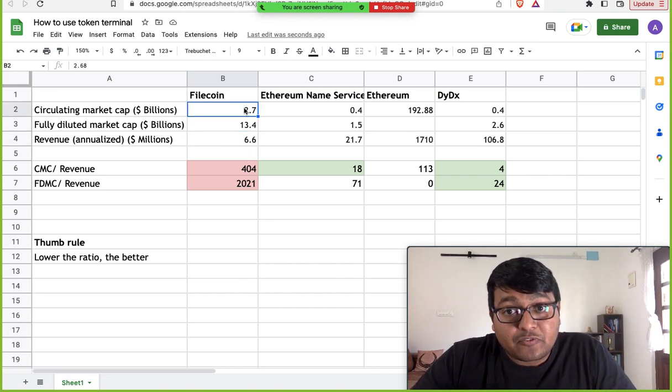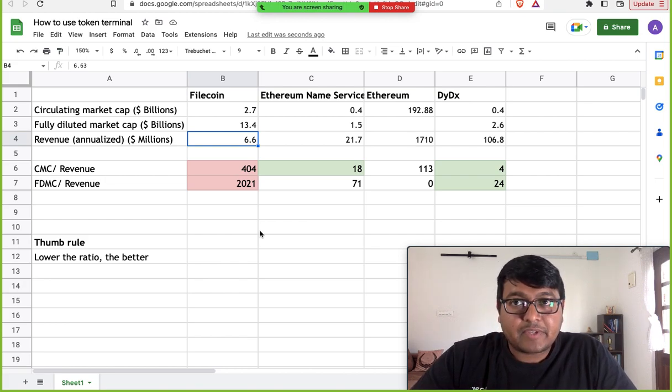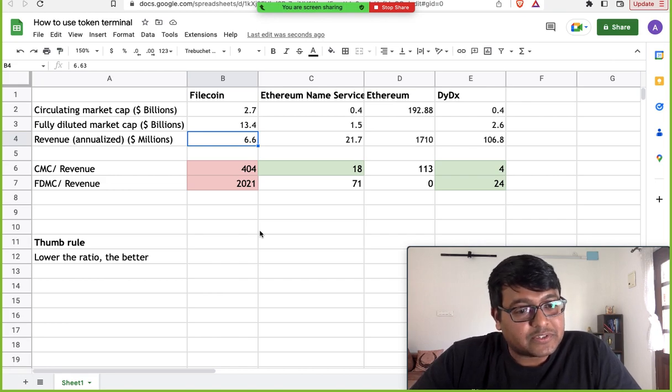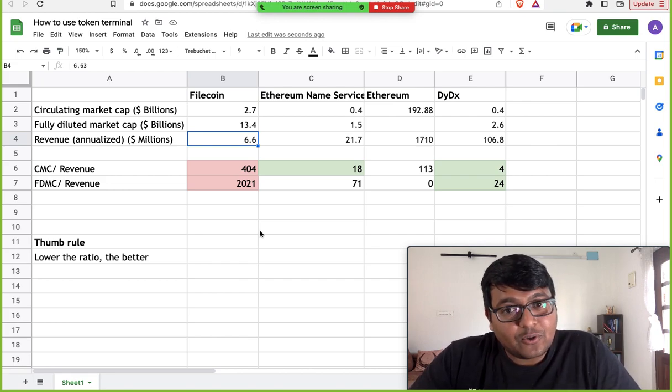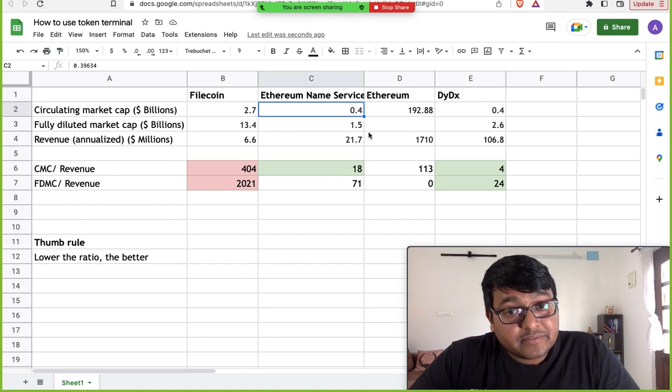Filecoin has a market cap of 2.7 billion. It has a fully diluted market cap of 13.4 billion, but an annualized revenue of just 6.6 million. Imagine that's like, if you're worth $1,000, you're just making $6. Right? That's how low Filecoin really is. If you take Ethereum Name Service or others, they have better ratios in that sense.